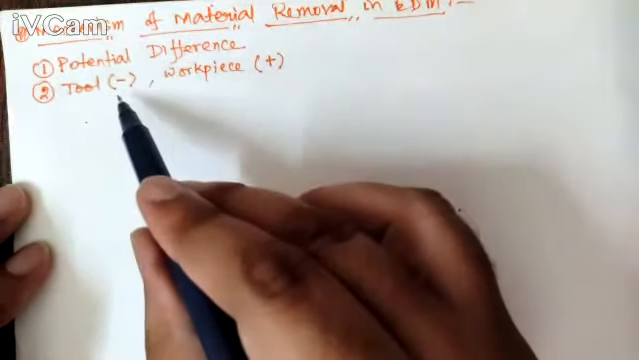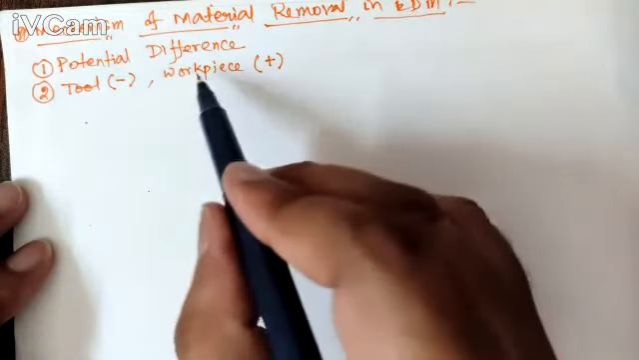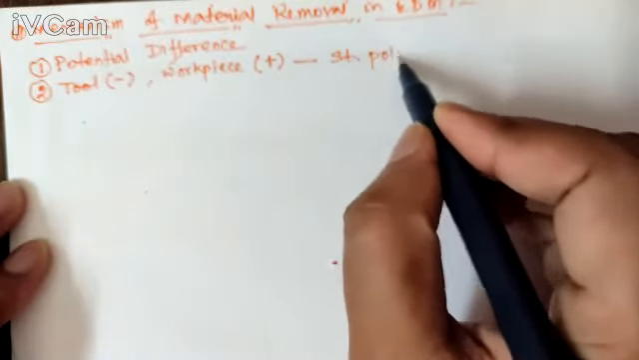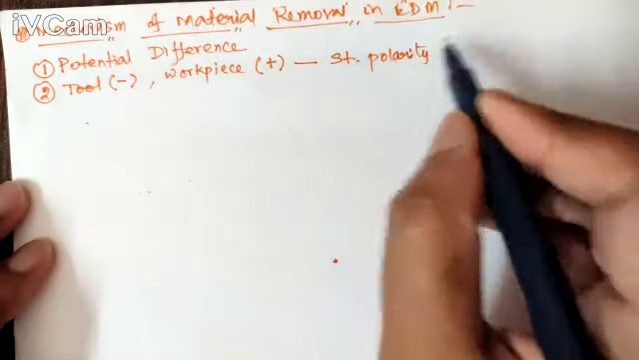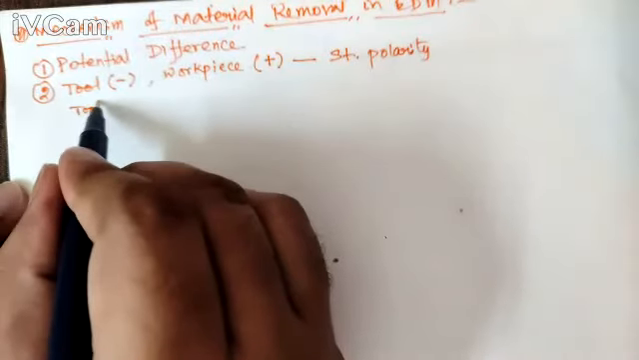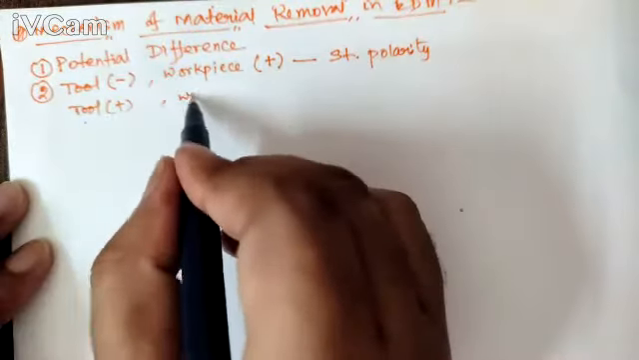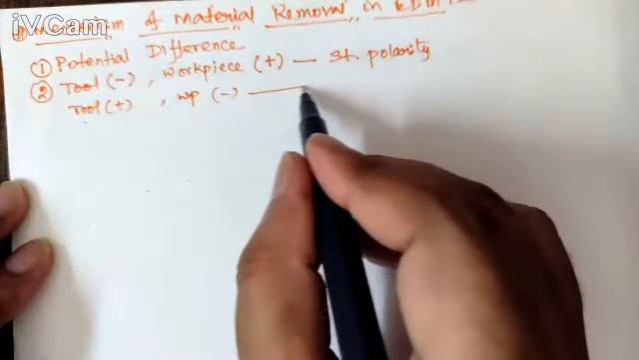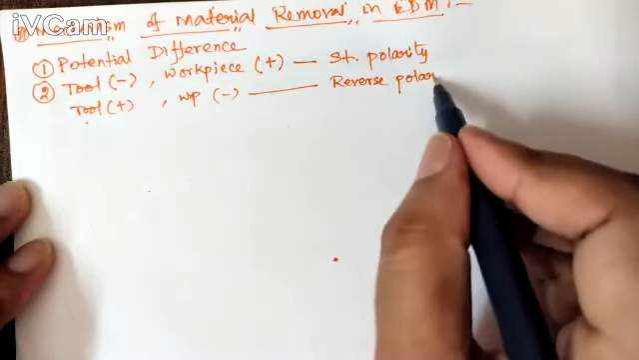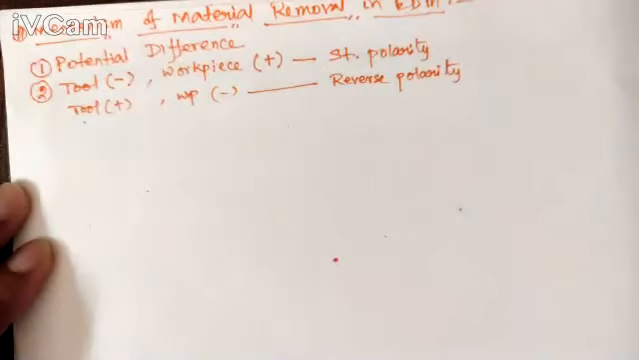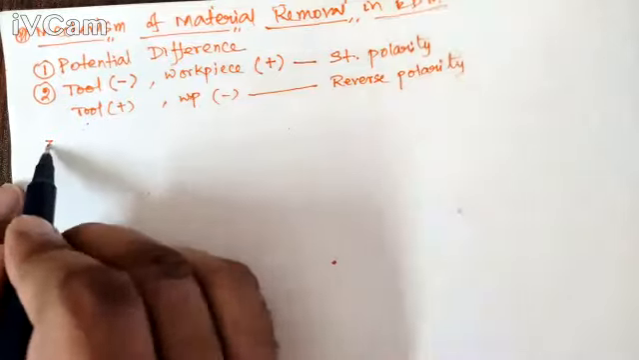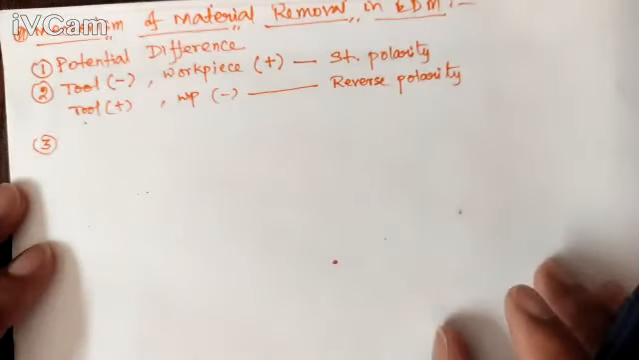If we connect the tool with the negative terminal and the workpiece with the positive terminal, that is called straight polarity. And if we use the tool as positive and the workpiece as negative, that is known as reverse polarity. Clear? Next, number three. This part I will once again discuss with you.